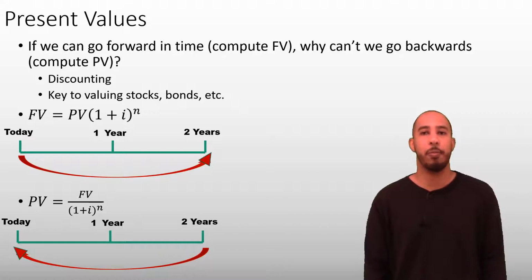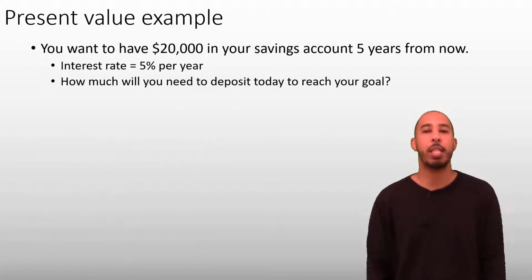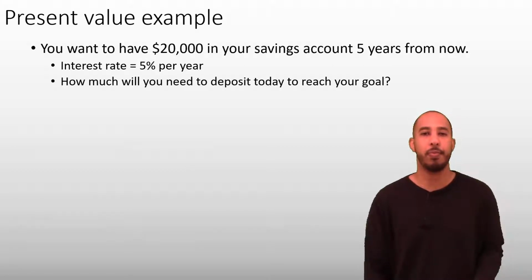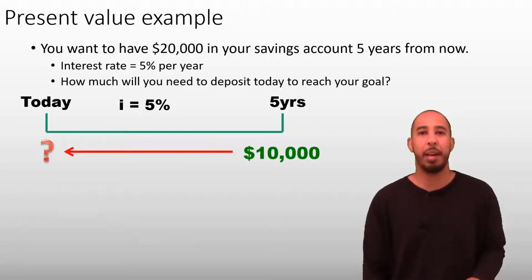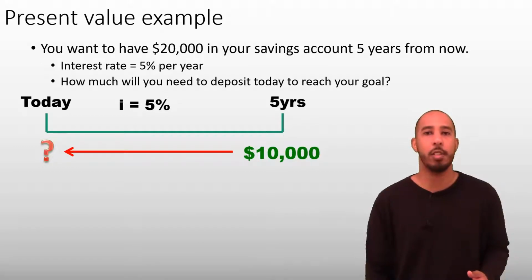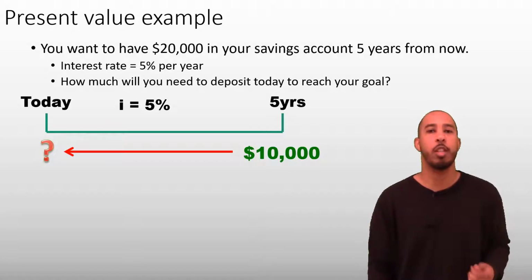Let's do an example. Let's say you want to have $20,000 in your savings account 5 years from now. If the interest rate is 5% per year, how much will you need to deposit today to make that happen? If I drew this on a timeline, it's going to look like this. We want to have $10,000 in 5 years, and we want to move backwards in time to see what we have to start with to reach that goal.